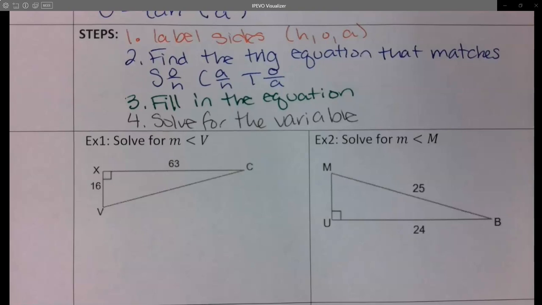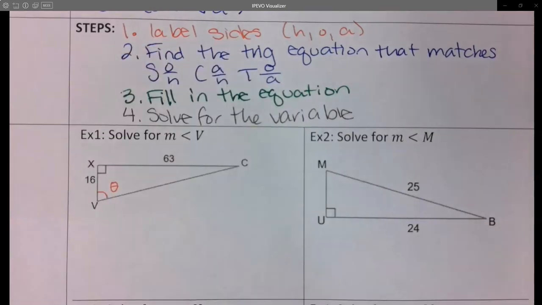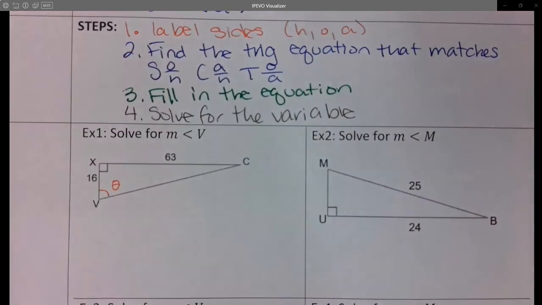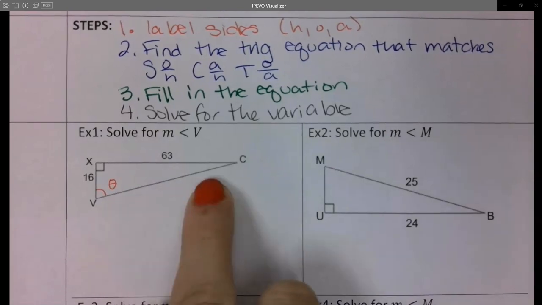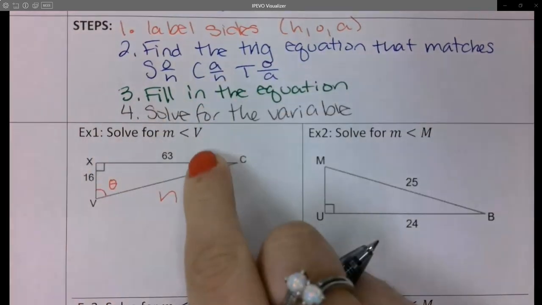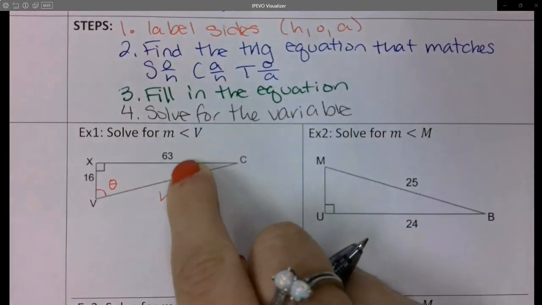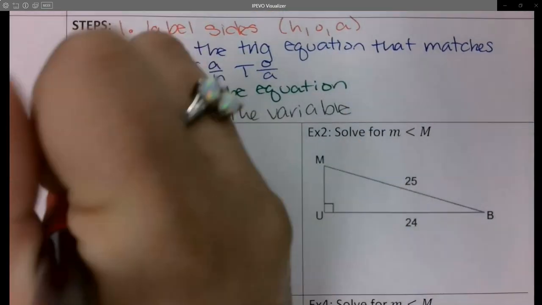So on number 1, I want to solve for the measure of angle V. So this is the angle I care about, so I'm going to label it theta. And then I want to label my sides H, O, and A. So VC, is this H, O, or A? This number 63, O or A? And the 16? A.